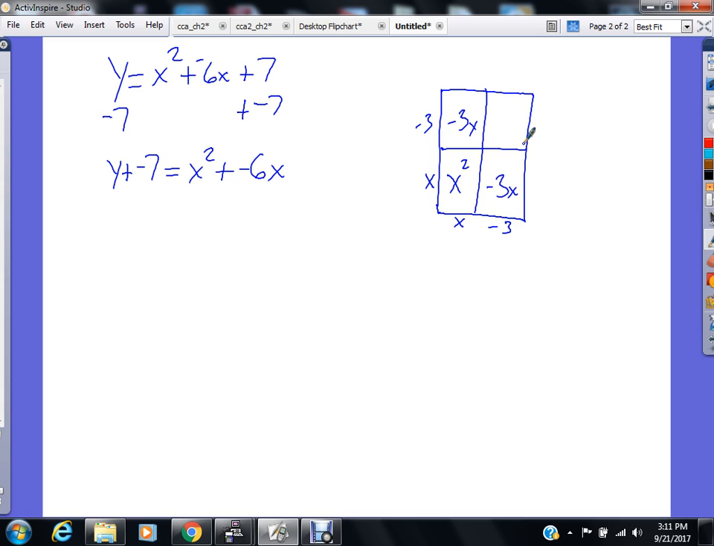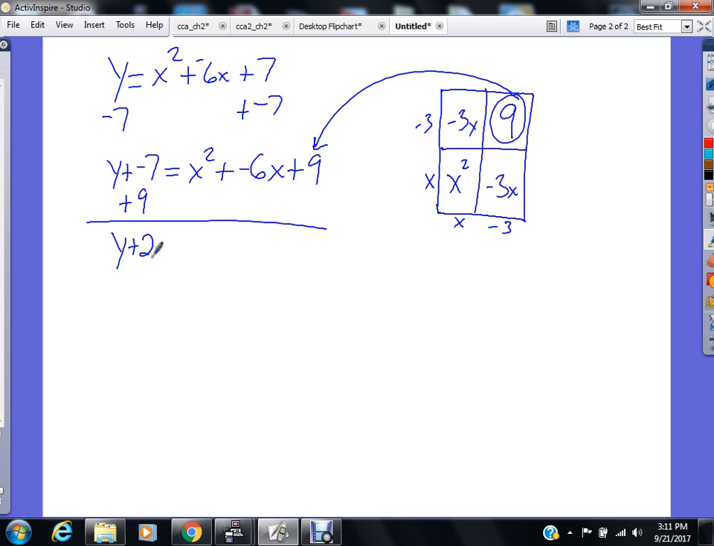And now I need to complete that square, and the way I complete that square is I take negative 3 times negative 3, which is a positive 9. So I need to put a 9 in that spot. So I'm going to add 9 here. But whatever I do to one side of the equation, I have to do to the other to be sure that everything stays in balance. So I add 9 over here. So now I have y plus 2 is equal to x squared plus a negative 6x plus 9.